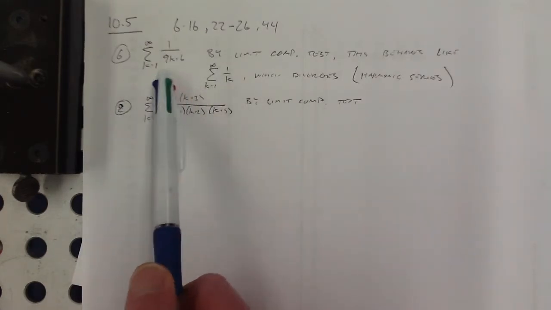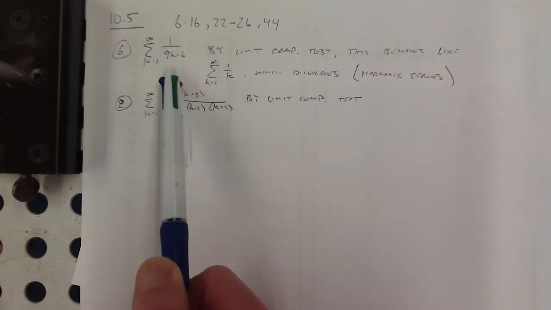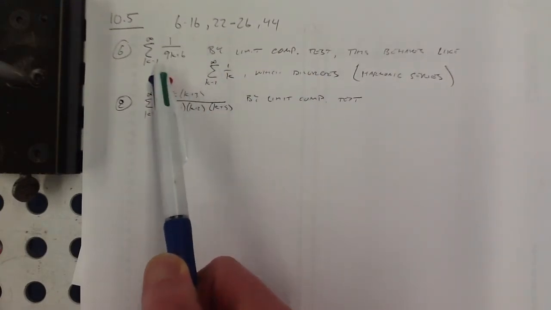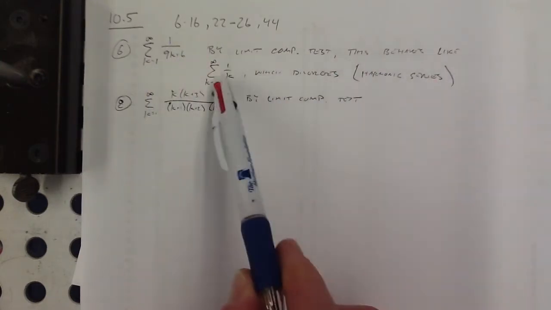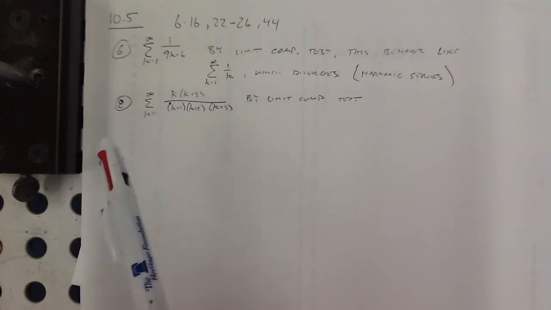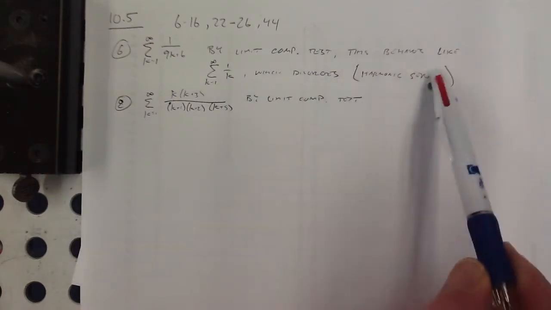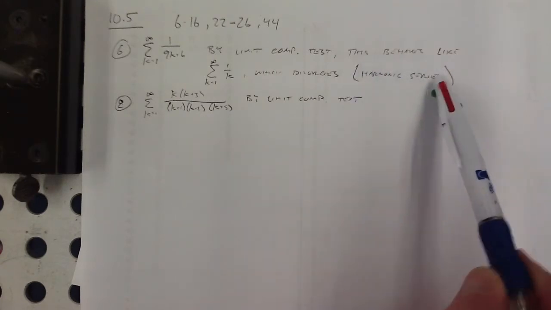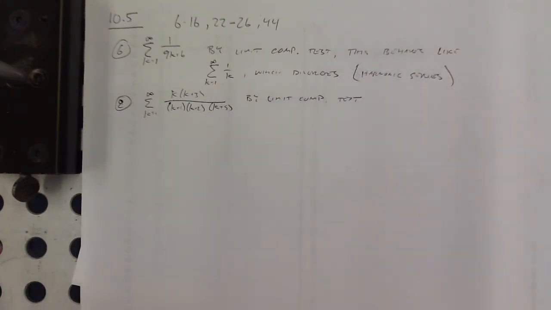So number 6, I have this by the limit comparison test because that's basically the same as 1 over k if we ignore coefficients and just take the highest power top and bottom. This behaves like 1 over k, which diverges because it's the harmonic series. You could also say, instead of the harmonic series, that it's a p series with p equal to 1. That works too.